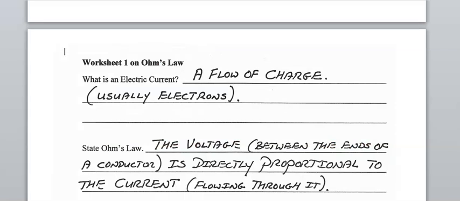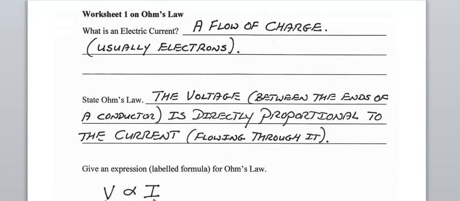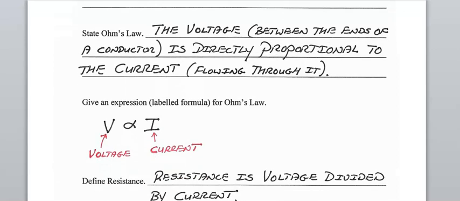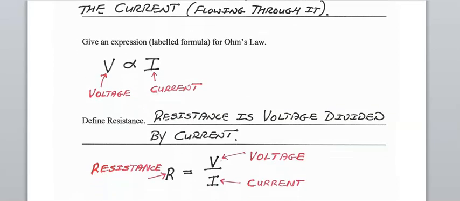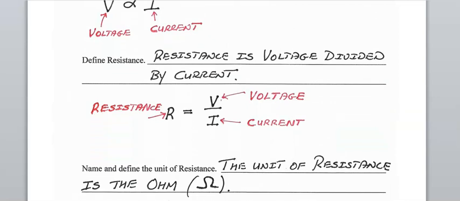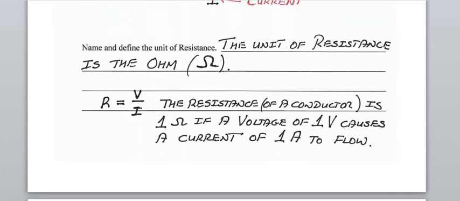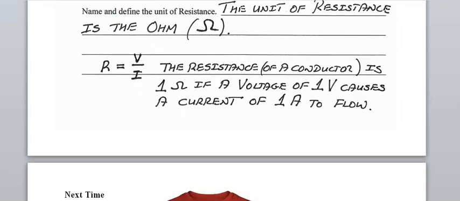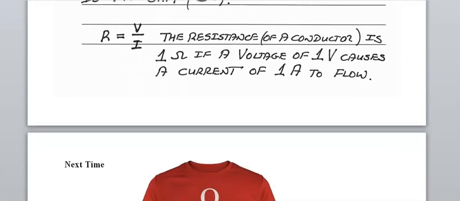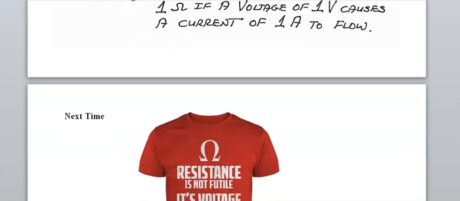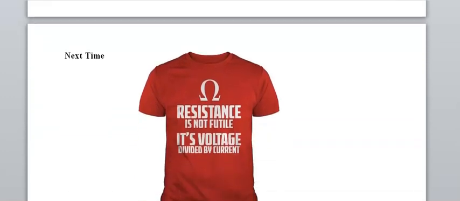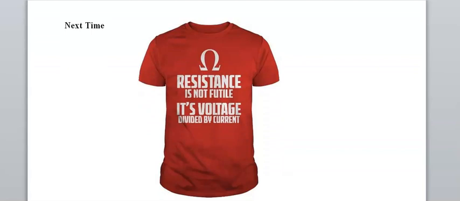Okay, a couple of suggested answers to that worksheet there. You can just go through this yourself. Notice that anytime I give an expression, I always label the parts of that expression. If I give a formula, I will label that formula. And next time we meet, I think the most important word will be resistance. Okay, resistance is not futile, it's voltage divided by current.